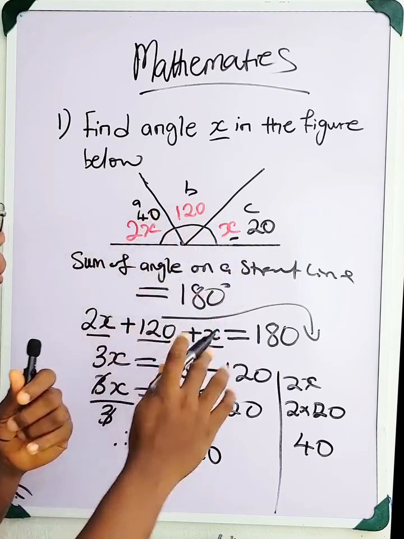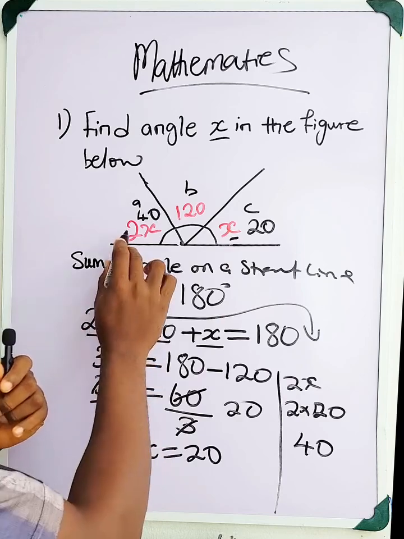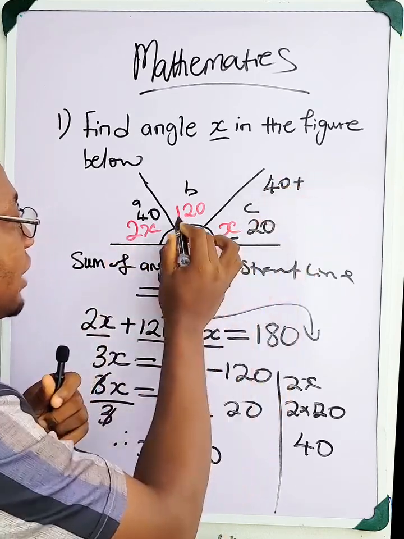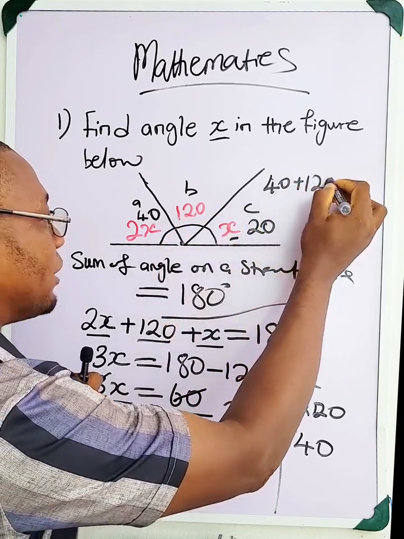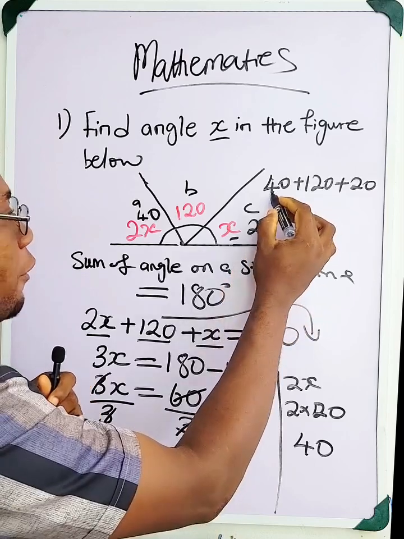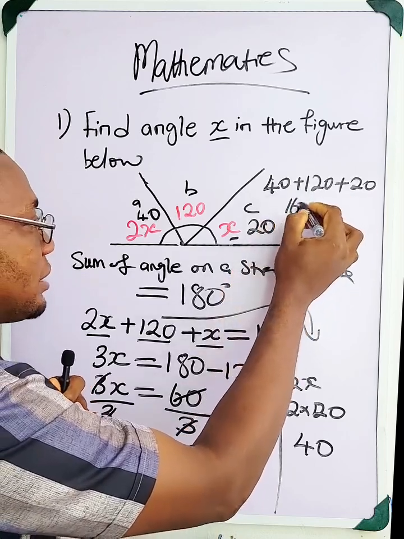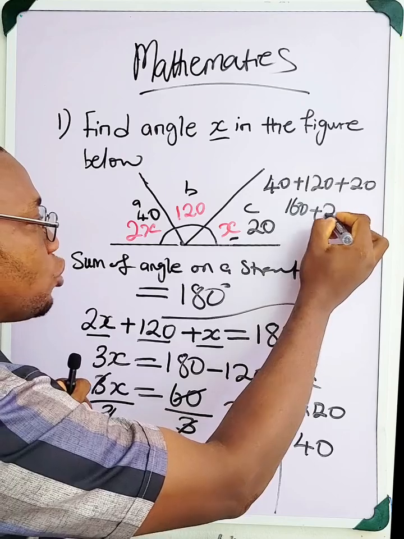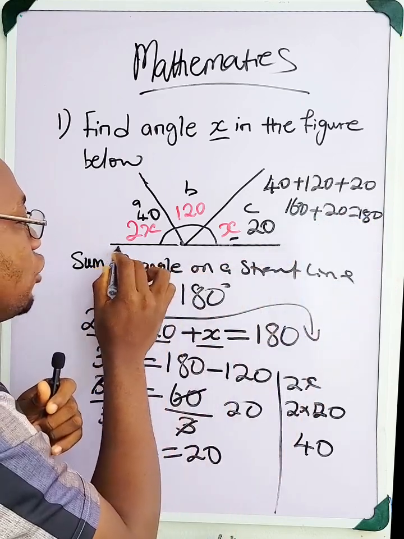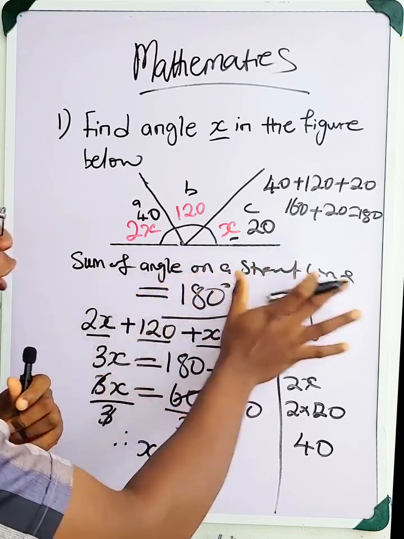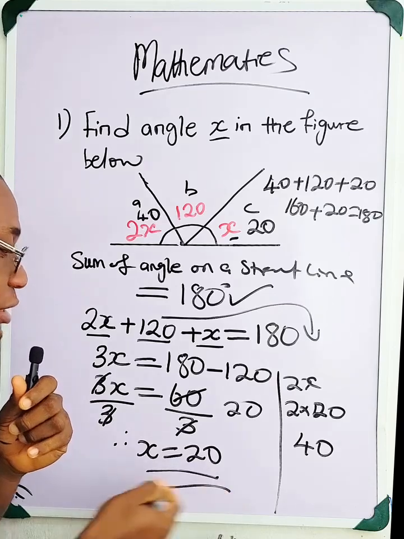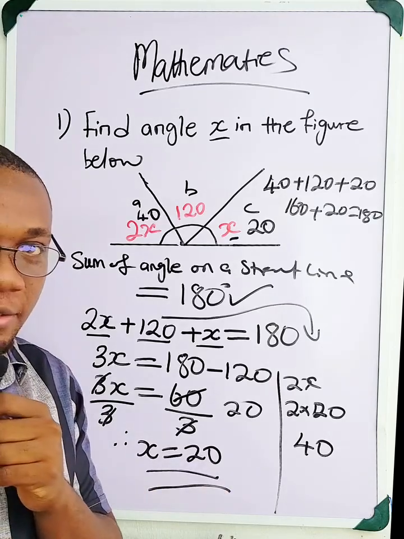Now let's do a simple summation. Angle A, 40, plus angle B, 120, plus angle C, 20. 40 plus 120 is 160. 160 plus 20 is 180. That is the value of angles on a straight line, 180. So the value of x as 20 is 100% correct.